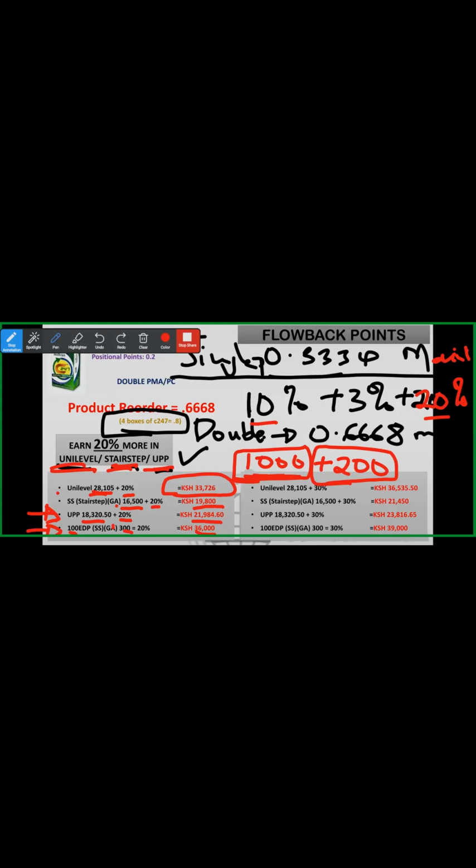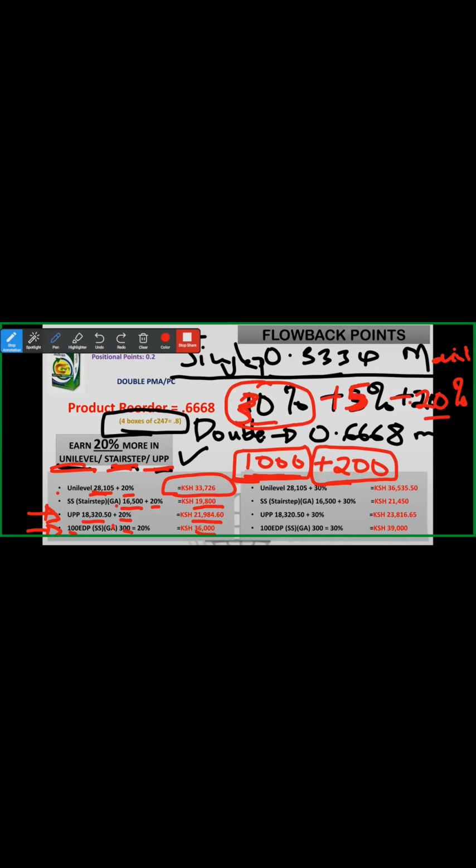Now, people might decide, what if instead of 2000 of double PMA, what if I can do triple PMA? You can do triple PMA. Na triple PMA ni an additional 30%. The example that we used here was for someone who is a silver executive prime. If you are a GA, hii tayari originally ni 30%. So plus ile yake ilikuwa an additional of 5% hapo hivyo. Hiyo ni ya kama we ni prime.